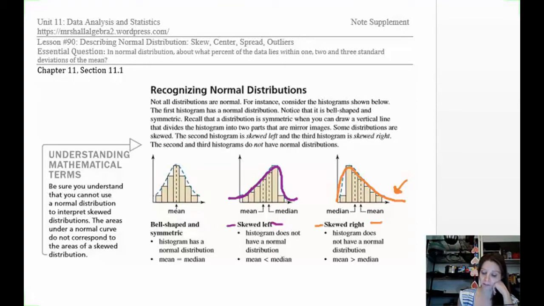Both skewed left and skewed right do not have normal distribution. And something interesting to note is that in a normal distribution data set, the mean and the median are equal. And when you skew left, the mean, the average number, is less than the median, the middle number. And that reverses for skewed right. The mean in a skewed right is greater than the median, the middle number.